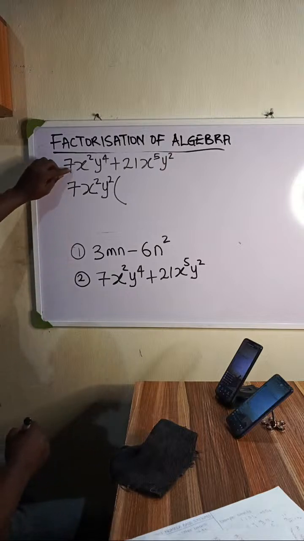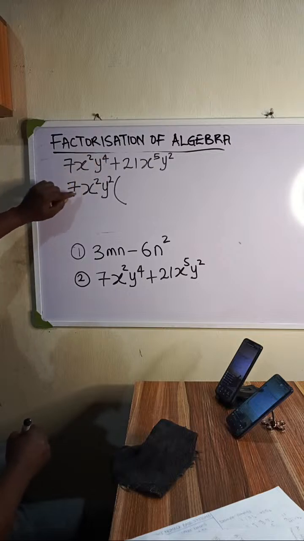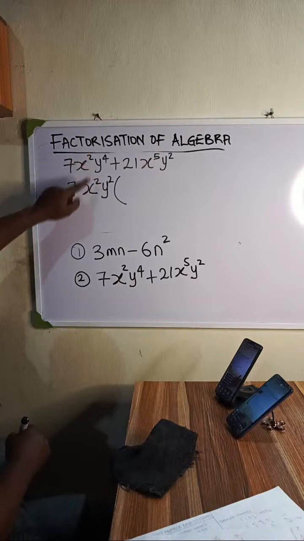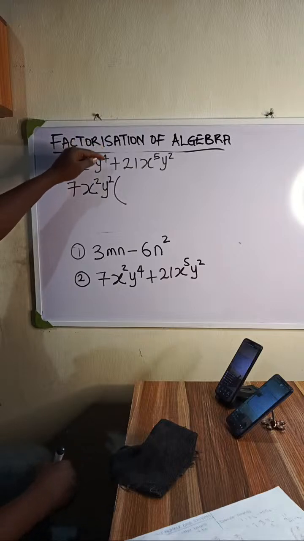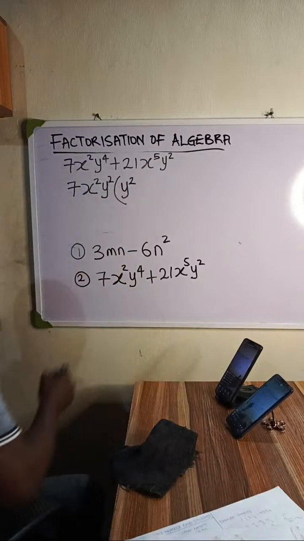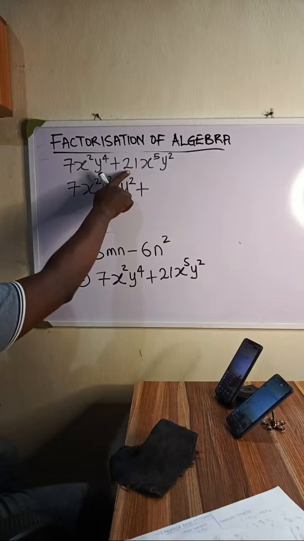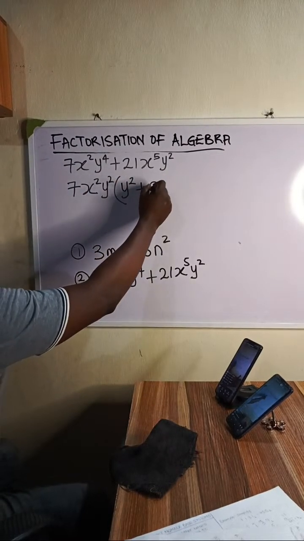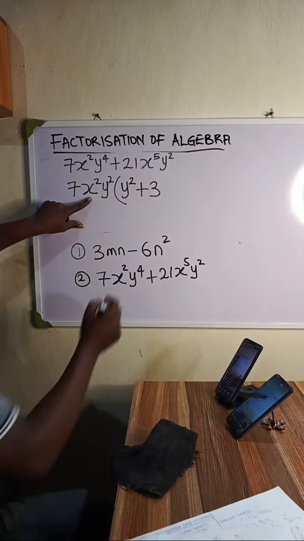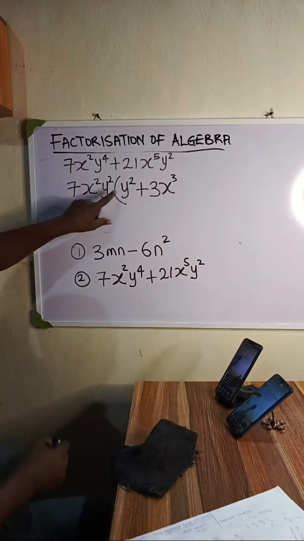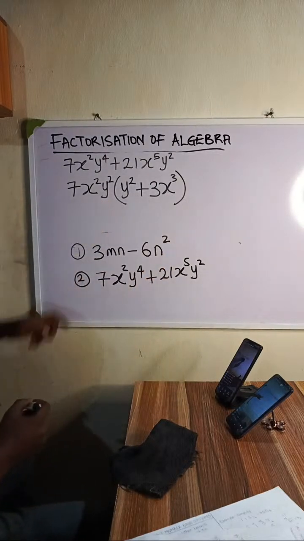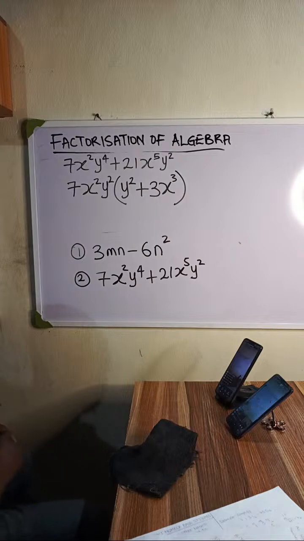Now you're going to do 7x squared y to the power of 4 divided by 7x squared y to the power of 2. This will cancel out this. 7x squared will cancel out 7x squared. Now we have y to the power of 4 divided by y to the power of 2. That will give us y to the power of 2, plus 21 divided by 7 will give us 3. x to the power of 5 divided by x squared will give us x to the power of 3. y to the power of 2 divided by y to the power of 2 will cancel out. So this becomes our answer. Okay.